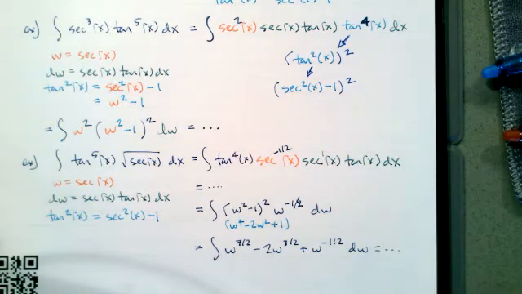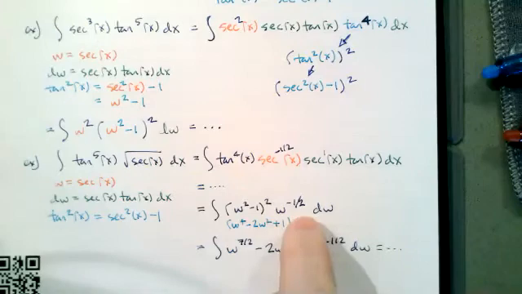Sorry, how did you get w to the 7 halves? I took w to the 4th and multiplied by w to the negative 1/2. Oh, 4 is 8 halves, minus a half is a 7 halves. Got it, thank you.